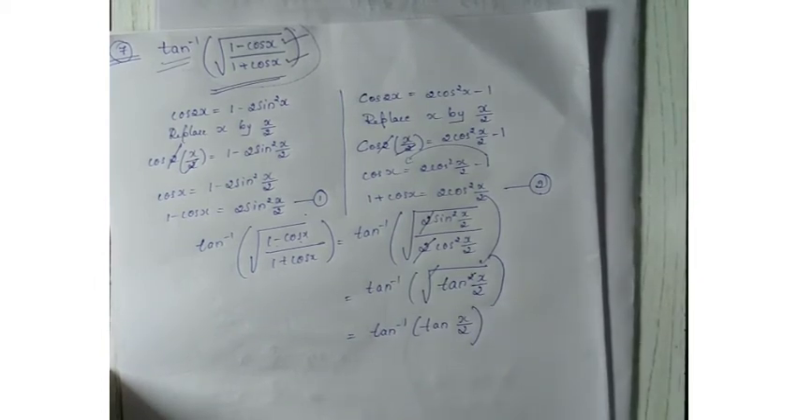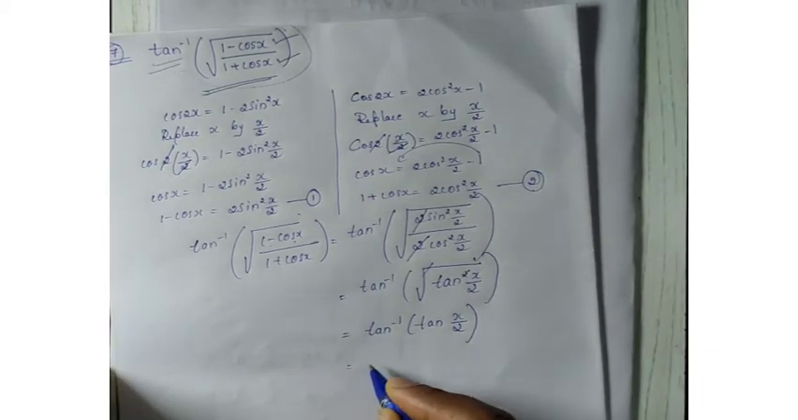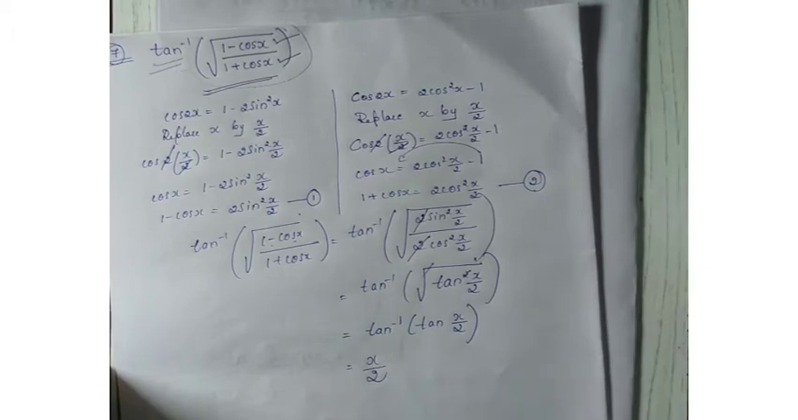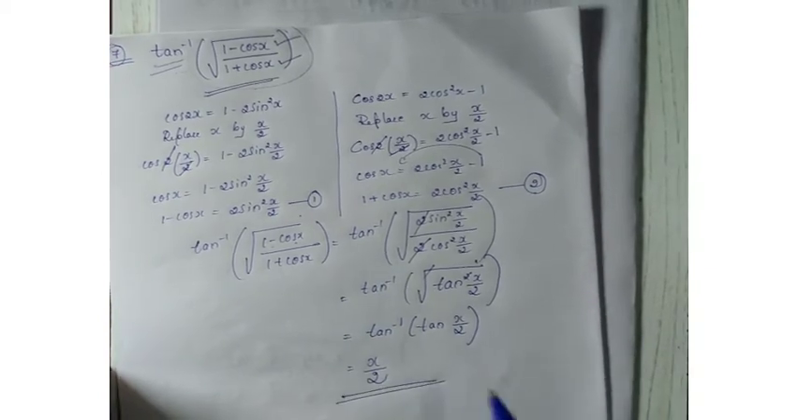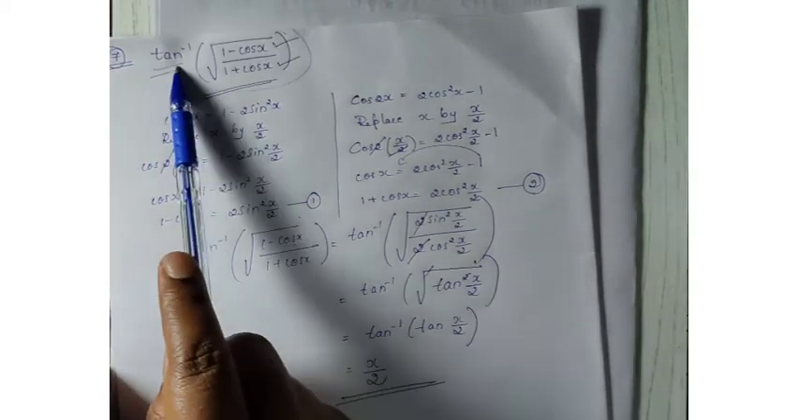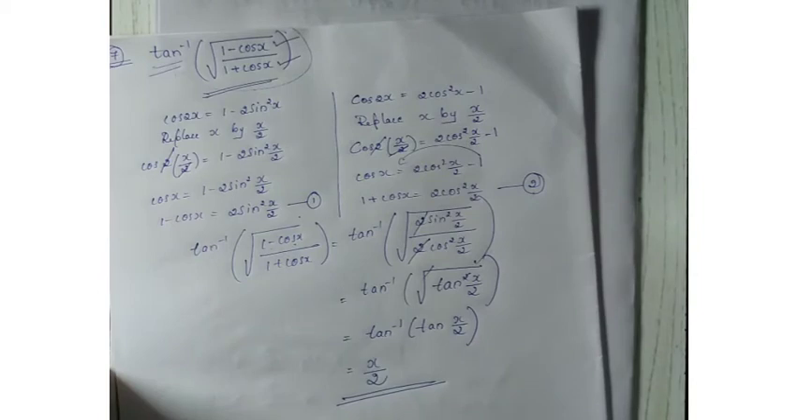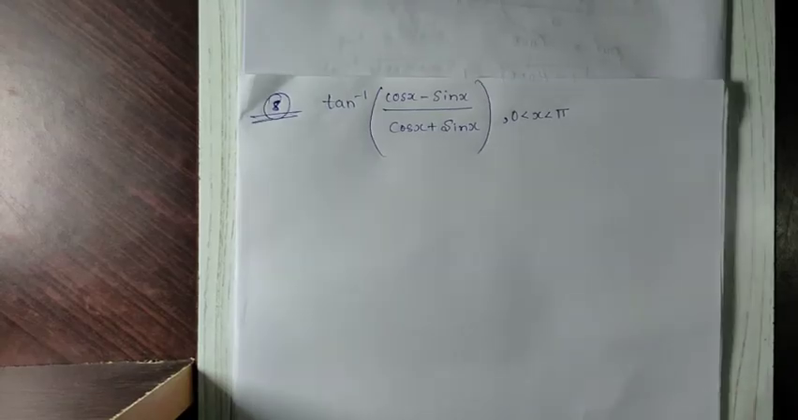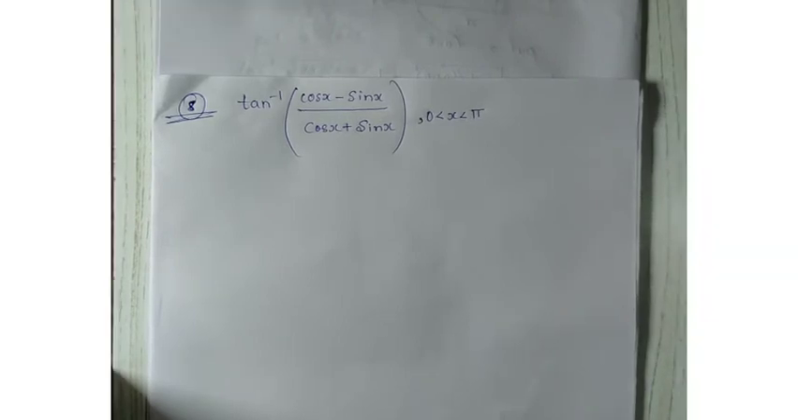And here, tan inverse and tan are inverse to each other. Therefore, they cancel out. Therefore, you'll be ending with x by 2. So, x by 2 is the simplest form of tan inverse root of (1 minus cos x) by (1 plus cos x). Let us now solve problem number 8 to find the simplest form.